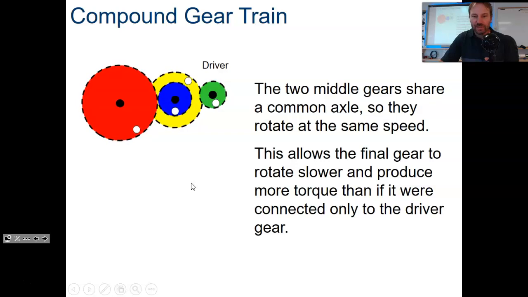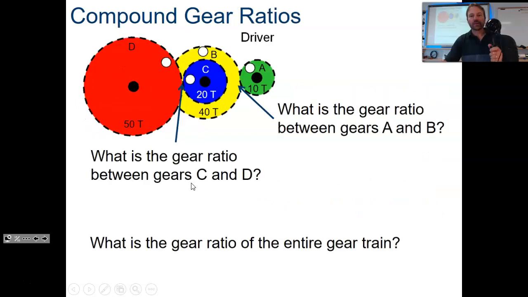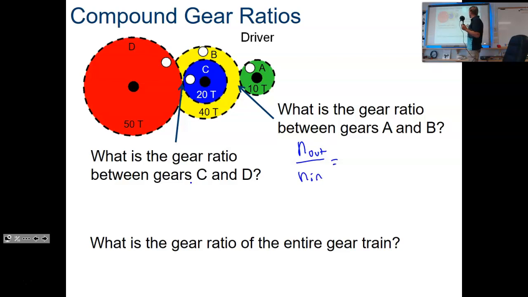2 middle gears are a common axle. All right. So first question, what is the gear ratio? And now they're giving us the teeth. What's the gear ratio between gears A and B? It looks like 4 to 1. Remember how we guesstimated just by counting, looking at the angular velocity? But now we can actually see it's the out divided by the in. And it's 40 teeth to 10 teeth. So it is 4 to 1.